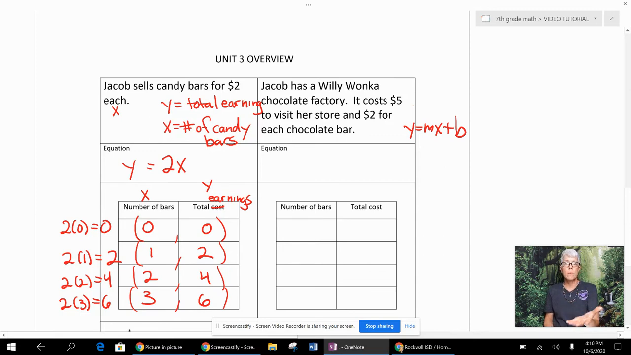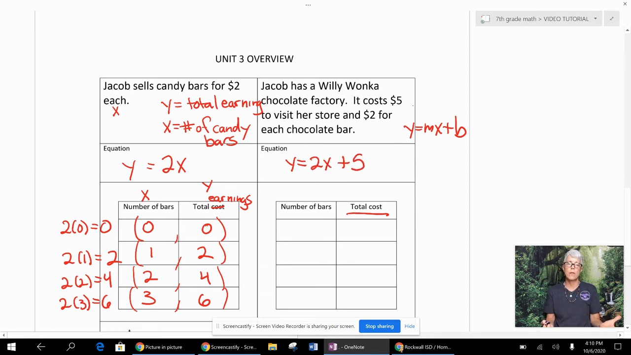And if you want to come and buy his chocolate bars, you can. But you have to come into his Willy Wonka chocolate factory, and to do that costs you $5. And then it's $2 for every chocolate bar after that. So I'm going to go ahead and create an equation, and we're going to talk about the y being his total earnings, what he's going to get from you, or we could say the cost to you, so that we can stick with the word cost. So your cost to come into Jacob's Willy Wonka factory could be an equation that looks kind of like this.